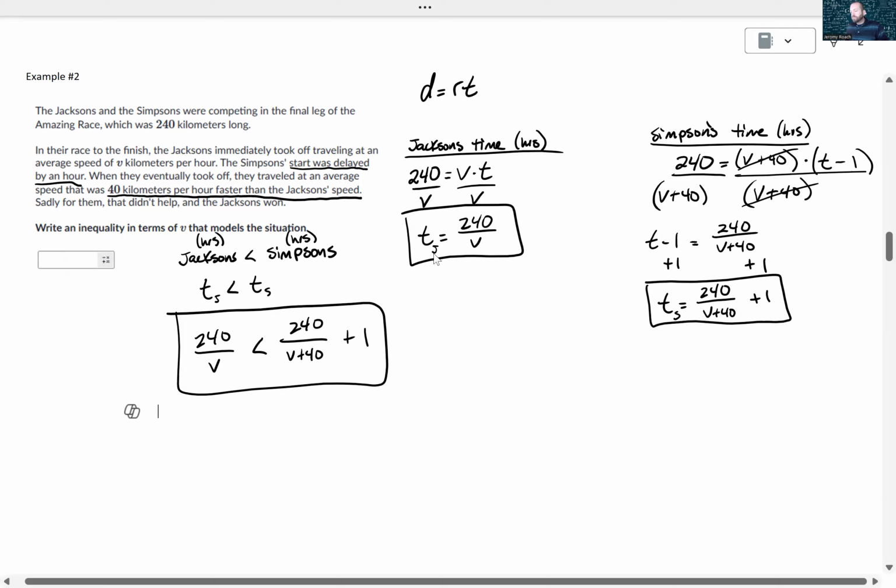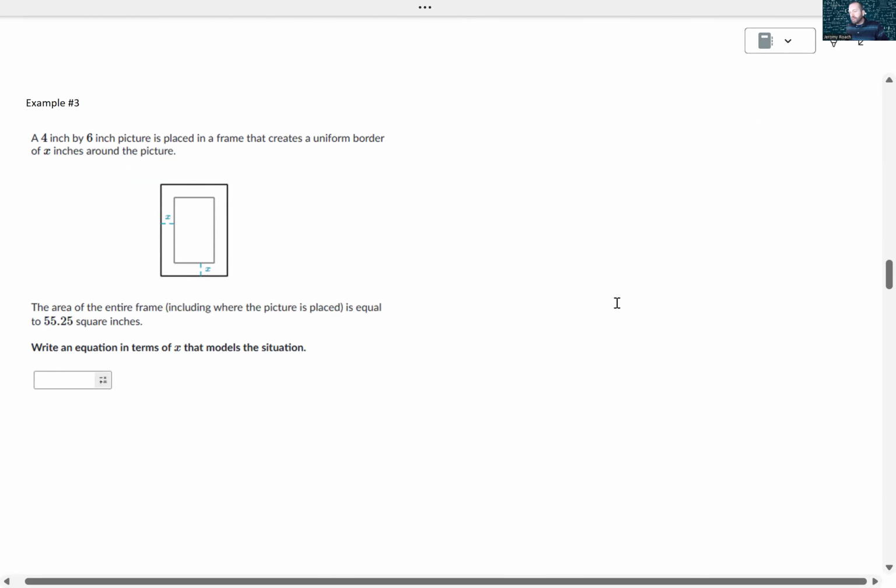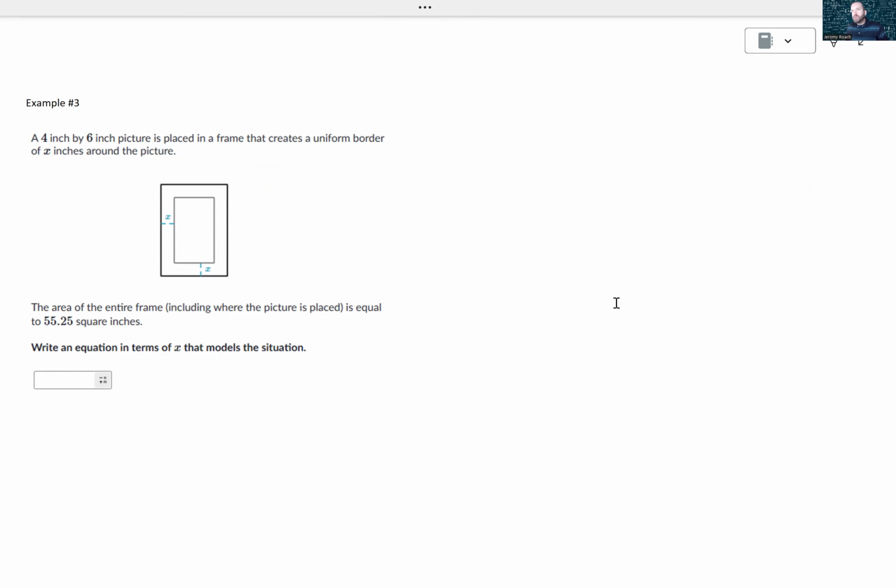All right. This next problem is asking us to write an equation in terms of x. We need to know the area formula for this. Area is equal to the length times the width. So we have a picture and it's in this frame, and when we put it in the frame, it creates a border of x around the picture. So all of this is the border.